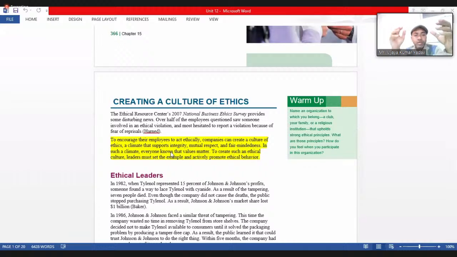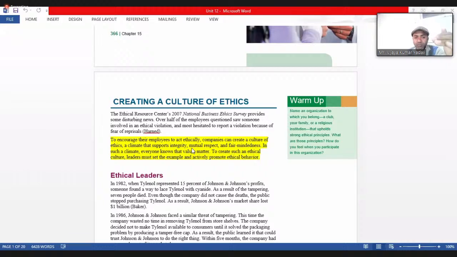In a company, there are lots of employees, and if the companies want to encourage all the employees to act ethically, then the companies have to create a culture of ethics. This is a climate that supports integrity. Culture of ethics creates an environment, and that environment supports integrity, that is honesty.